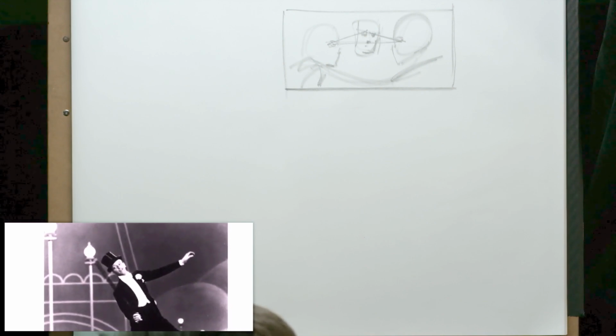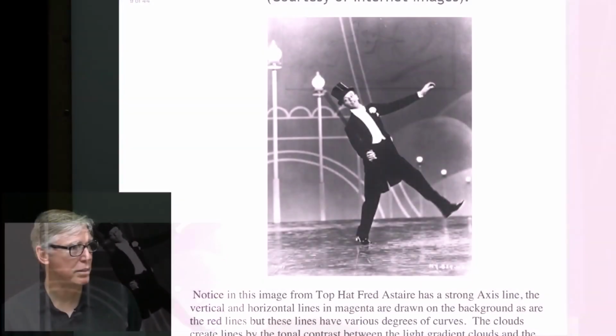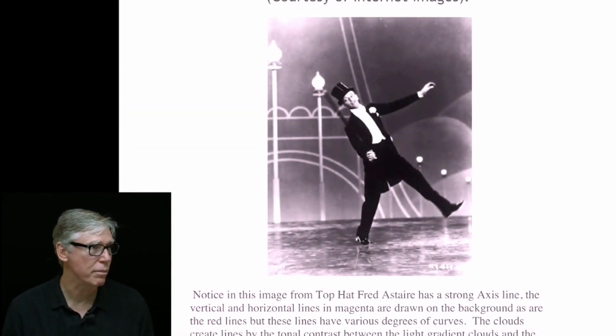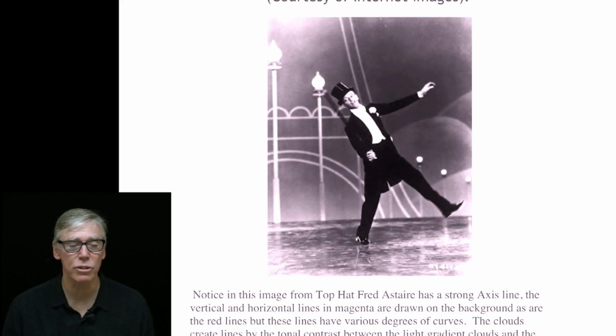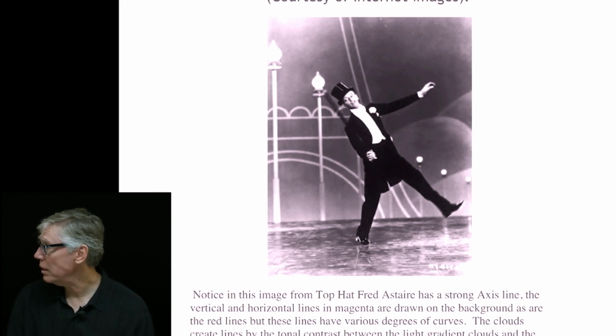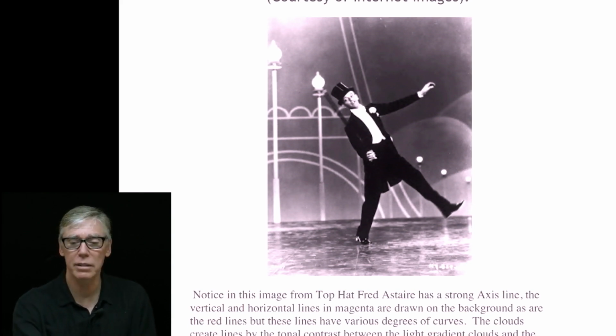Here's another example. There's a couple things going on in this image, and this is from Top Hat with Fred Astaire. He uses a strong axis. In this sequence, he's dancing with a bunch of other male dancers, and they're all wearing the same outfit. So how do you tell one apart from the others? It was his axis. Okay.